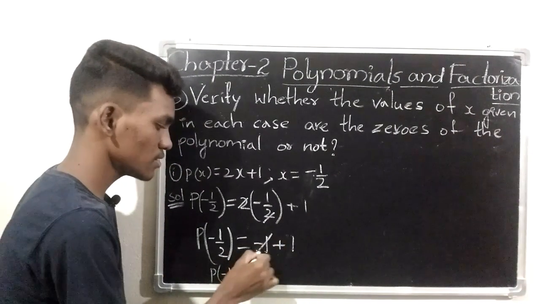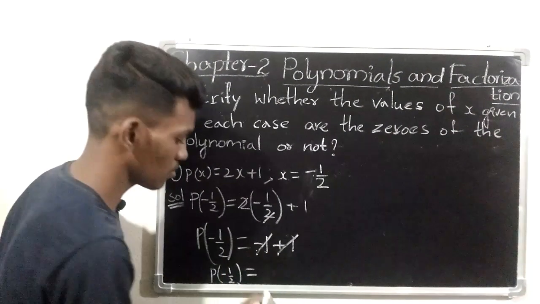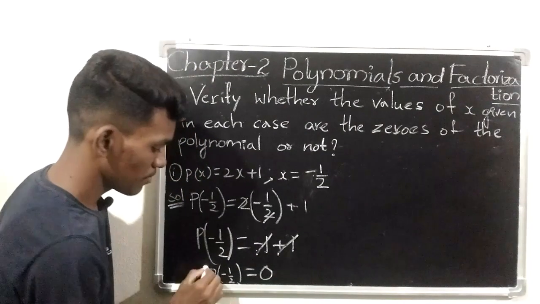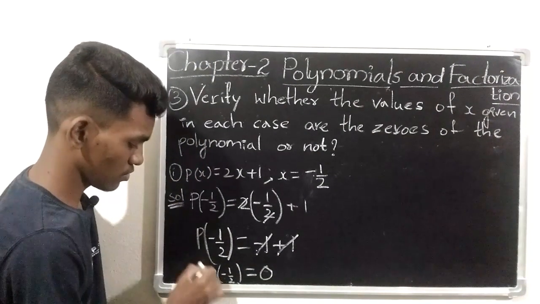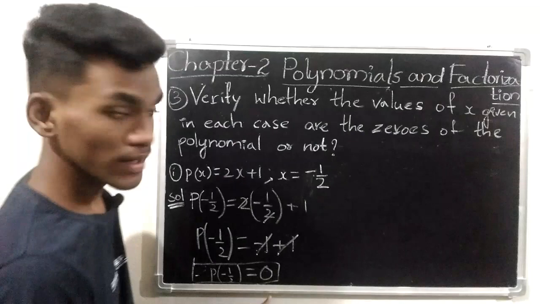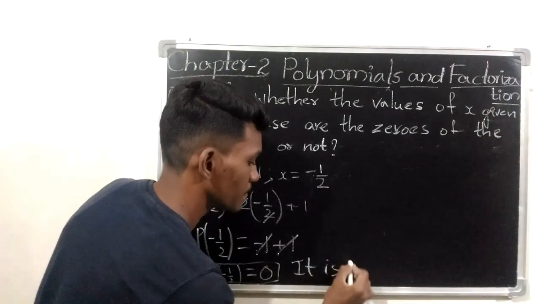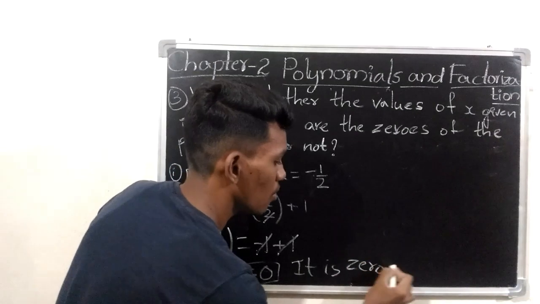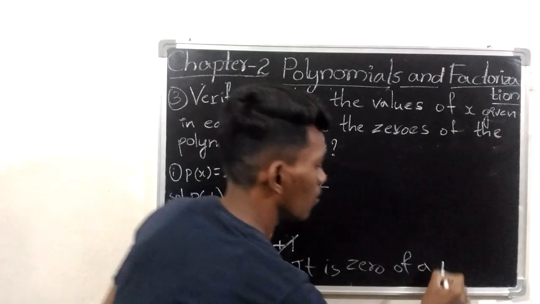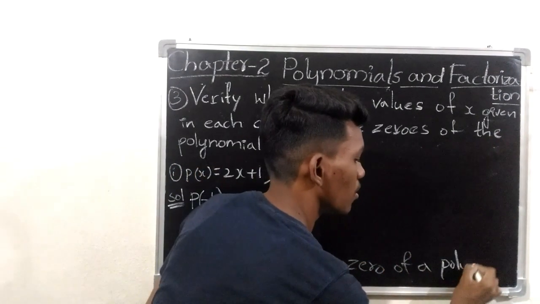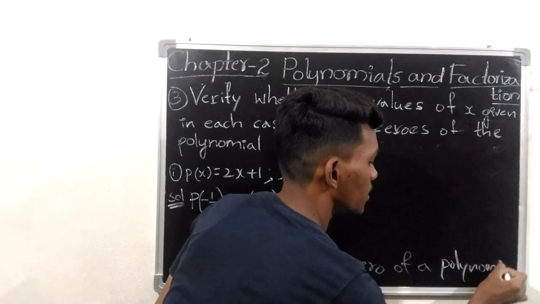Cancel here minus 1 plus 1. So remain 0. Right here 0. P of minus 1 by 2 equal to 0. So it is a 0 of the polynomial.